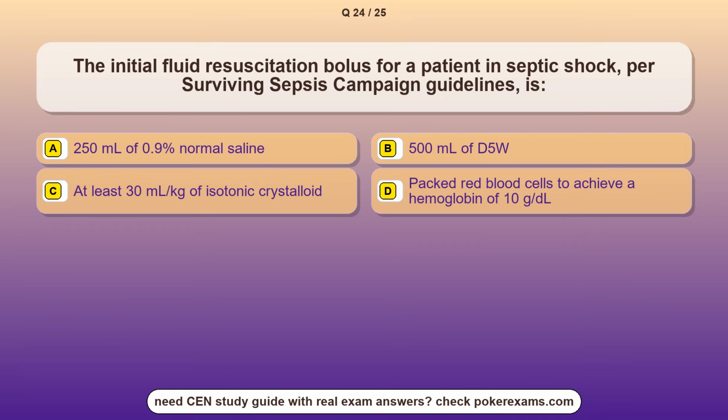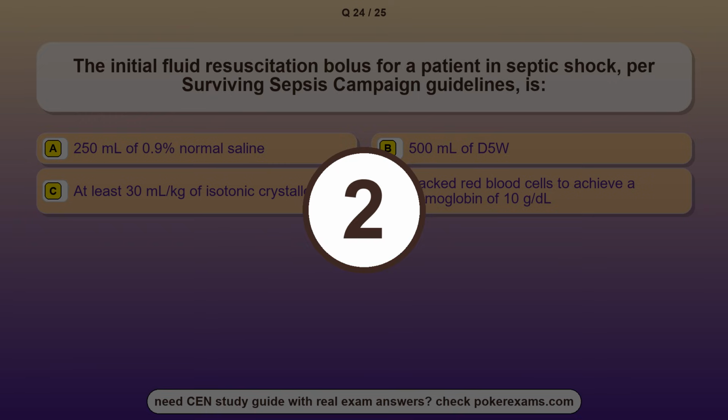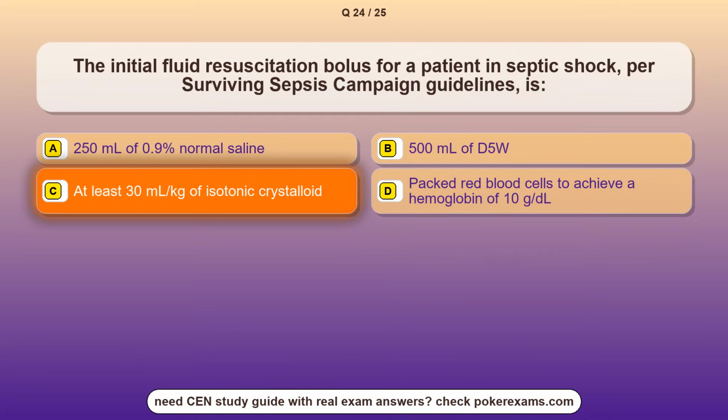Question 24. The initial fluid resuscitation bolus for a patient in septic shock, per Surviving Sepsis Campaign guidelines, is option A, 250 mL of 0.9% normal saline. Option B, 500 mL of D5W. Option C, at least 30 mL/kg of isotonic crystalloid. Option D, packed red blood cells to achieve a hemoglobin of 10 g/dL. The correct answer is option C. At least 30 mL/kg of isotonic crystalloid.